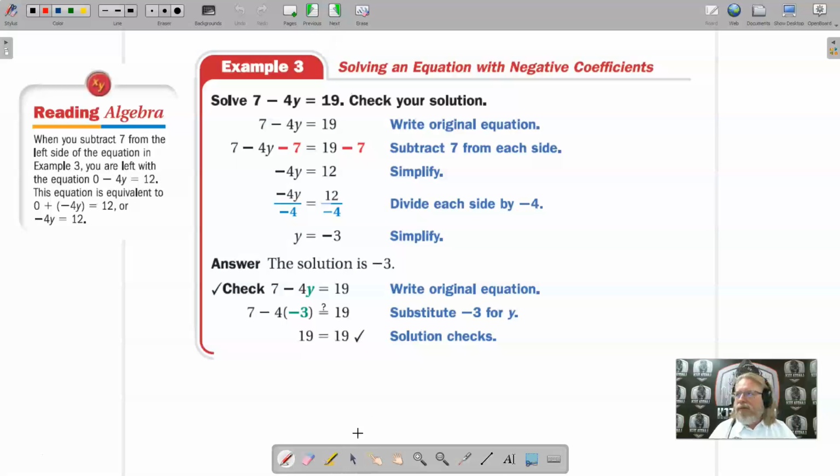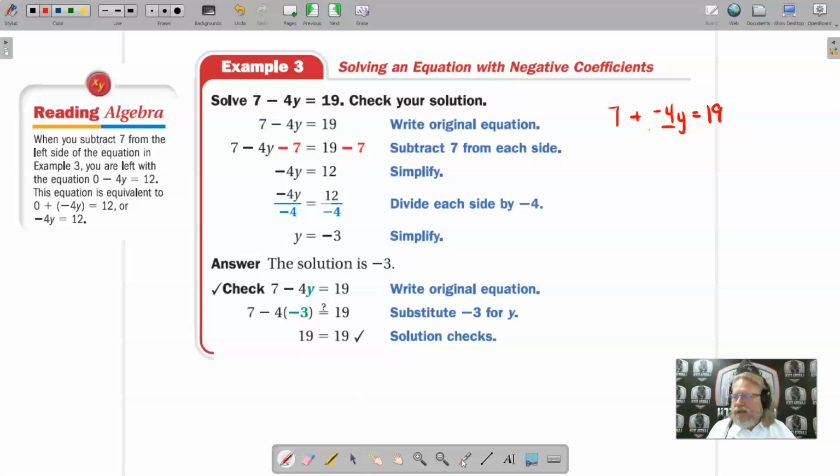So here we have an example where we're solving an equation with negative coefficients. Remember, coefficient is that number that sits out in front of the variable. So this is a variable y. In front of it's a 4, but this is actually a negative 4. And if you're like, well, it looks like it's just 7 minus 4, it's actually 7 plus negative 4y equals 19. We could rewrite it that way, just changing this to a sum instead of a difference, right? And we see that the number that is in front of the variable, the coefficient, is a negative value.